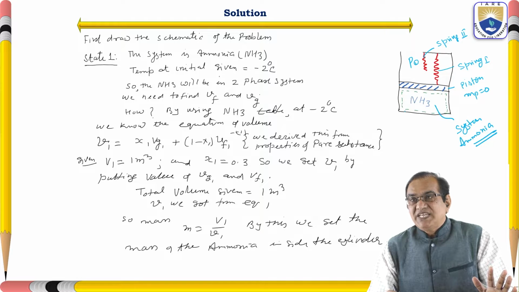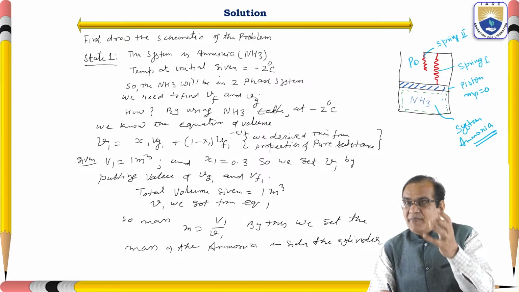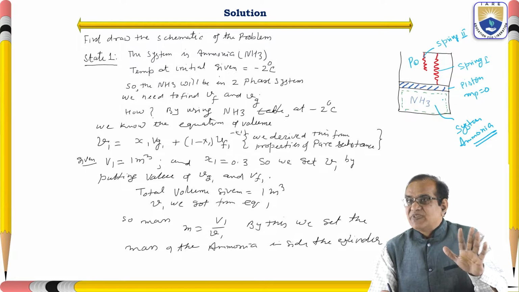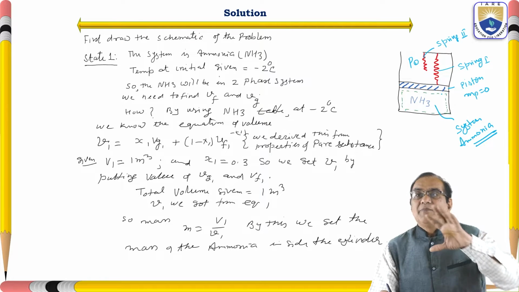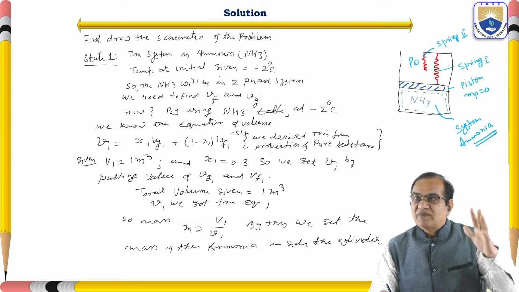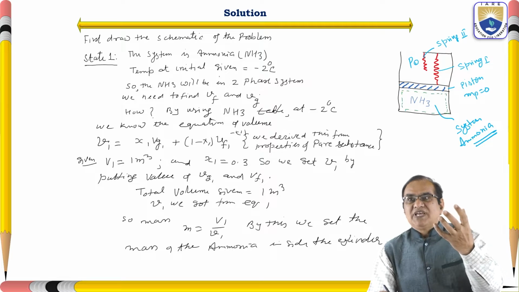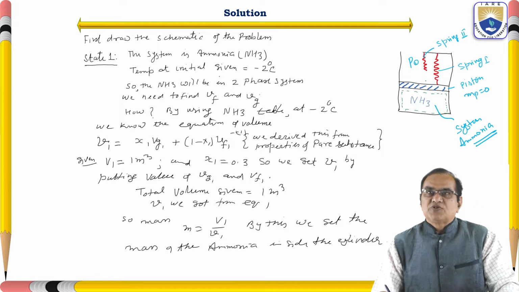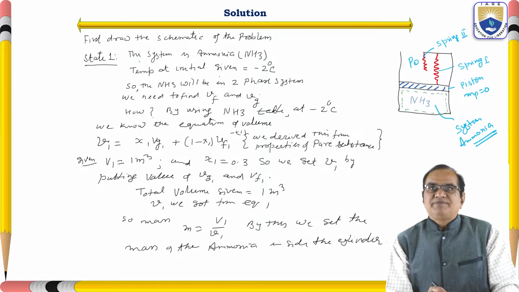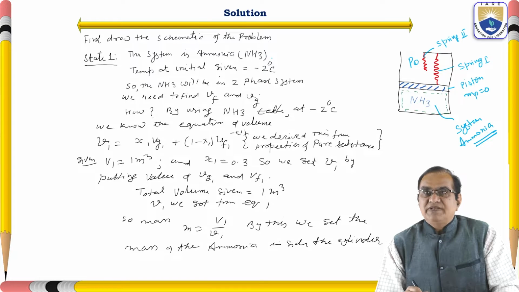Whether this piston is at the bottom or at any other point, the amount, the mass of the ammonia inside will remain the same. It will not transfer, so it is a control mass system. In a control mass system, the mass will not cross the boundary of the system. So mass will be the same for all the conditions, and this gives a very good result when we solve the problem. So here, state 1, the system is ammonia, that is NH3.